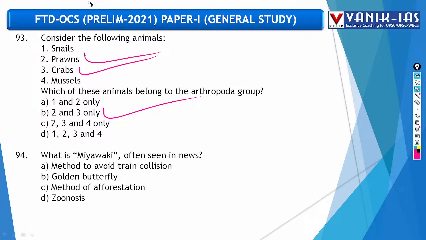Then what is Miyawaki, often seen in the news? It is a method to avoid train collision, or golden butterfly? The method of afforestation is Miyawaki. That is from Japan, right? Miyawaki technique. It is a method of afforestation. Right. Urban afforestation. That is the Miyawaki method in Japanese.